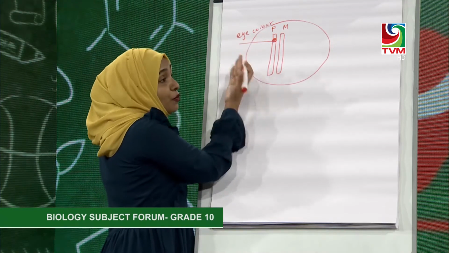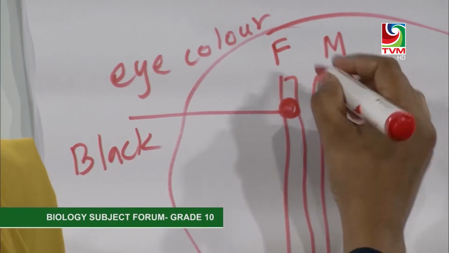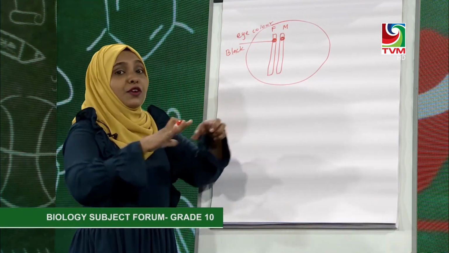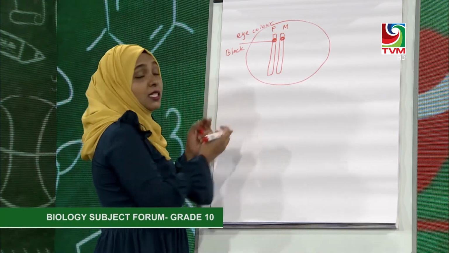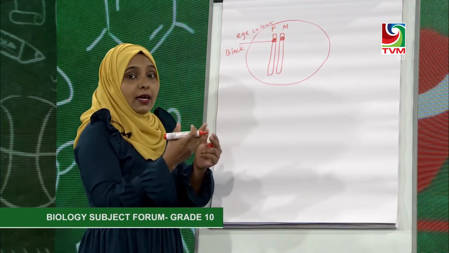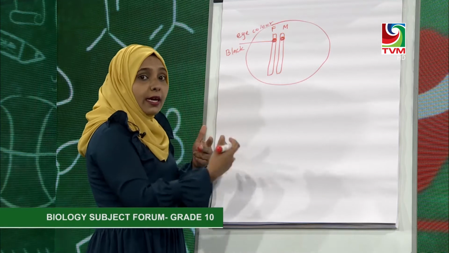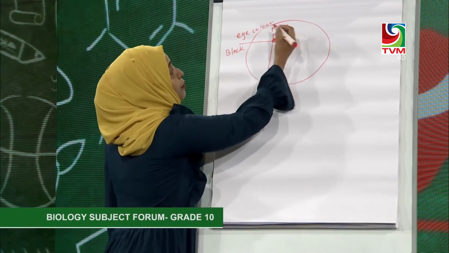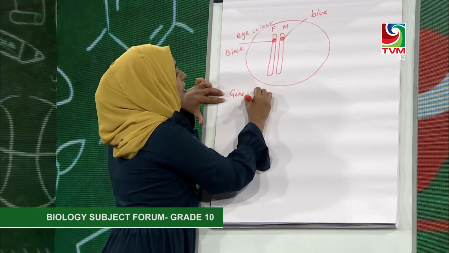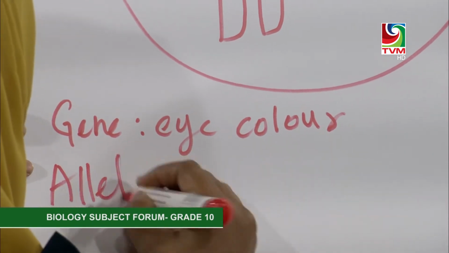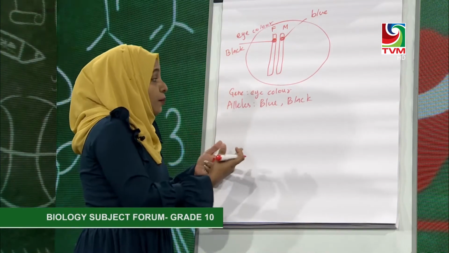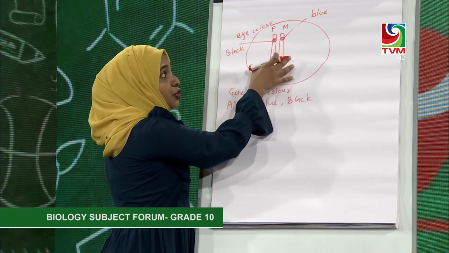Maybe your father has black eye color, and your mother may have blue eye color. A gene is a section of DNA that is coding for a specific protein molecule. Alleles are different forms of the gene. For example, here the gene is eye color, and black, blue, hazel and other colors are alleles, different forms of this gene. Alternative forms of this gene. So from this diagram I am showing two alleles.